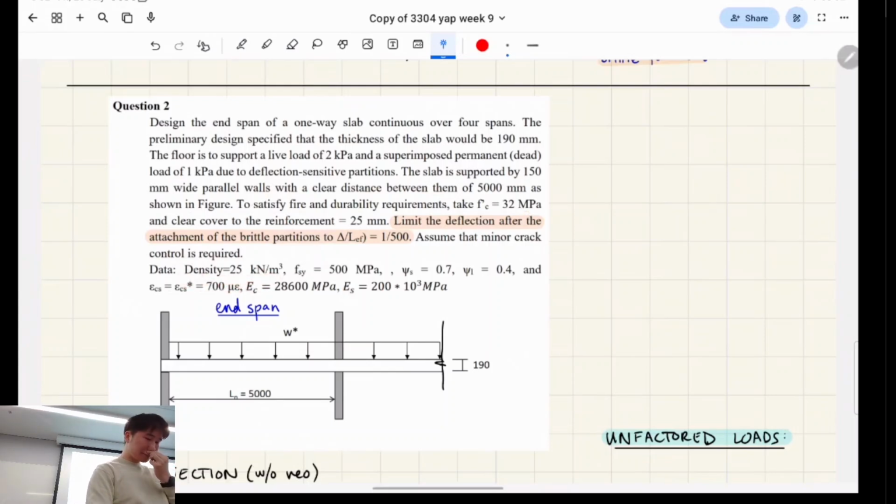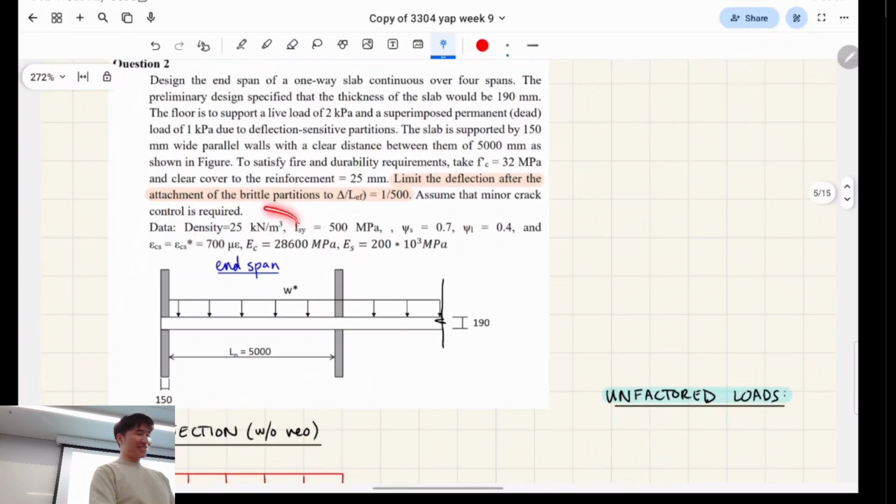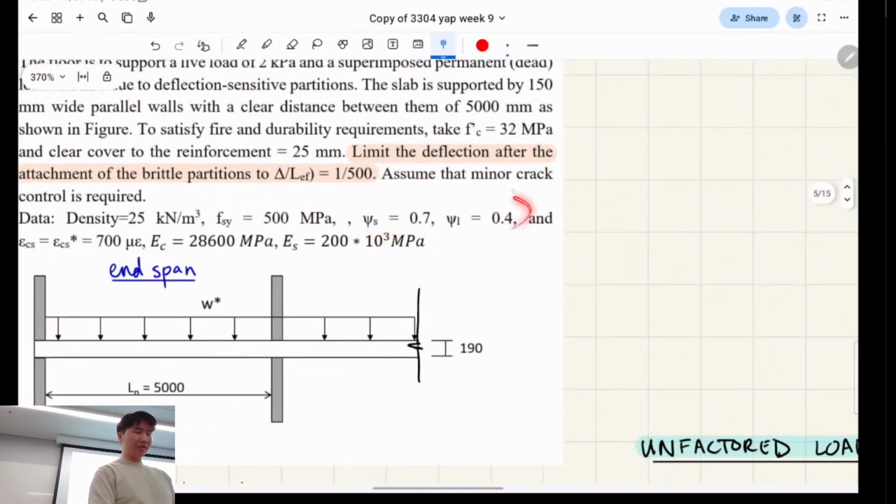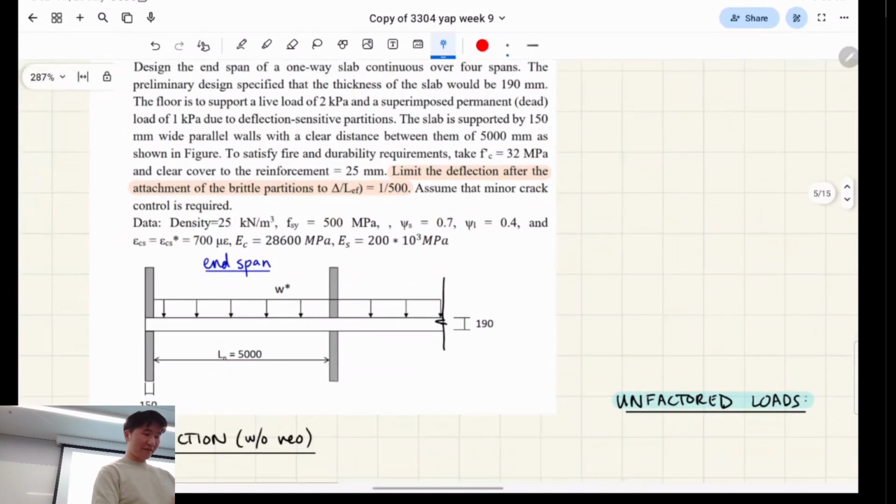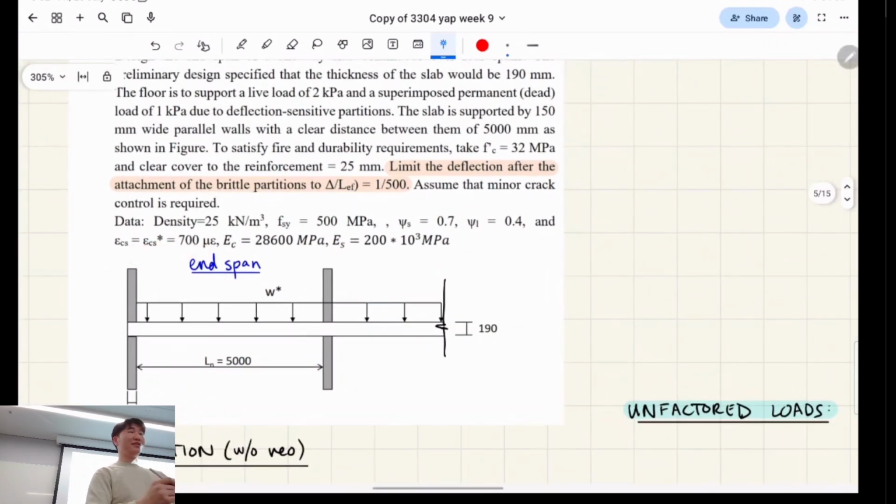So the density is specified. That's actually not the density, that's the unit weight. And then they specify the steel yield strength and the short and long-term load factors for serviceability. They specify the shrinkage strain amount, and EC is the elastic modulus of concrete, ES is the elastic modulus of the steel, right?